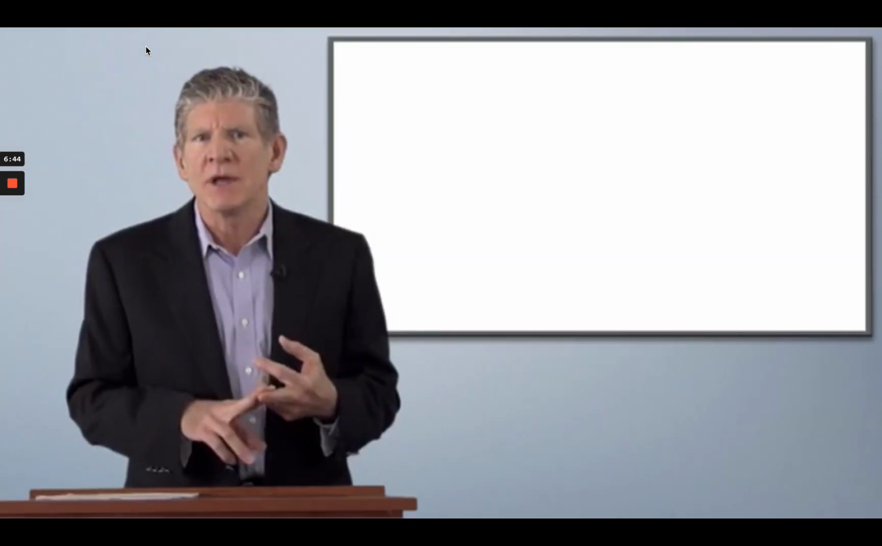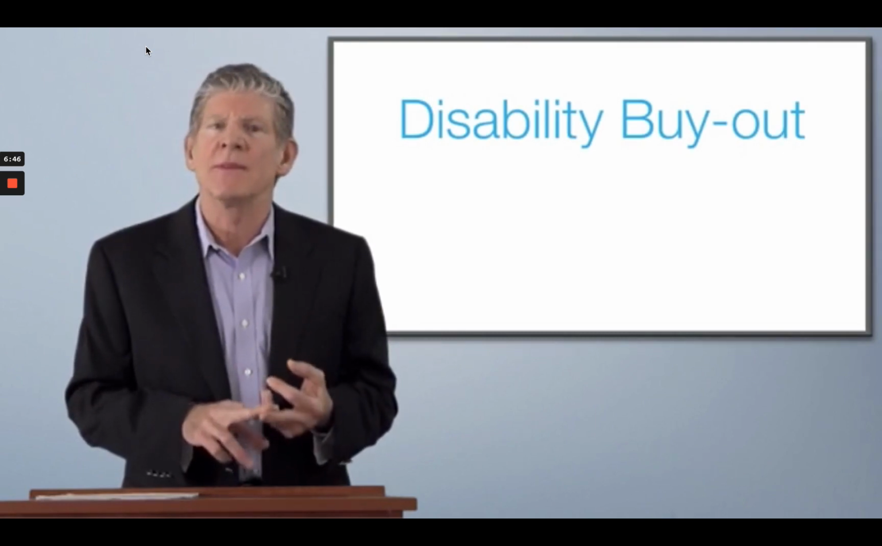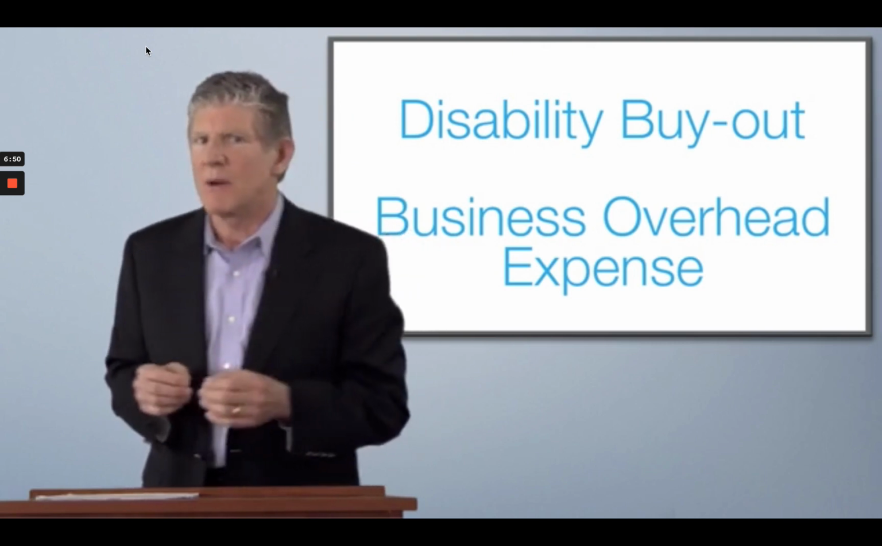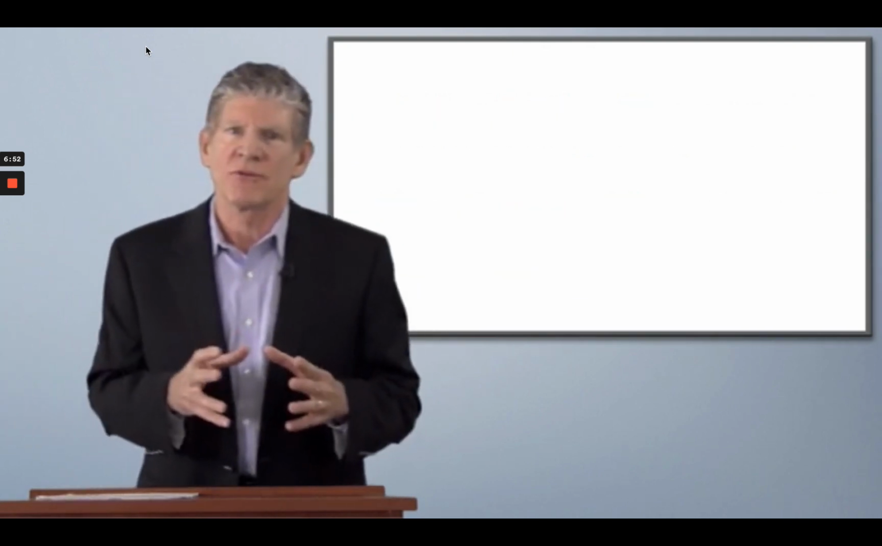When it comes to disability in the business market, that's not exactly true. In fact, there are several products that are designed specifically for the business market when it comes to disability, and I want to talk about those just for a moment. They are the disability buyout policy and the business overhead expense policy, or BOE policy. Let's talk about the disability buyout policy first.